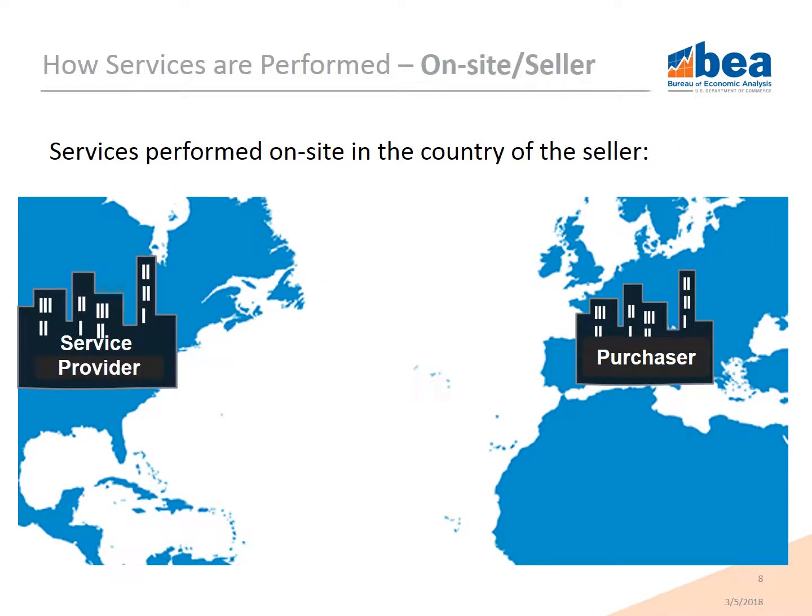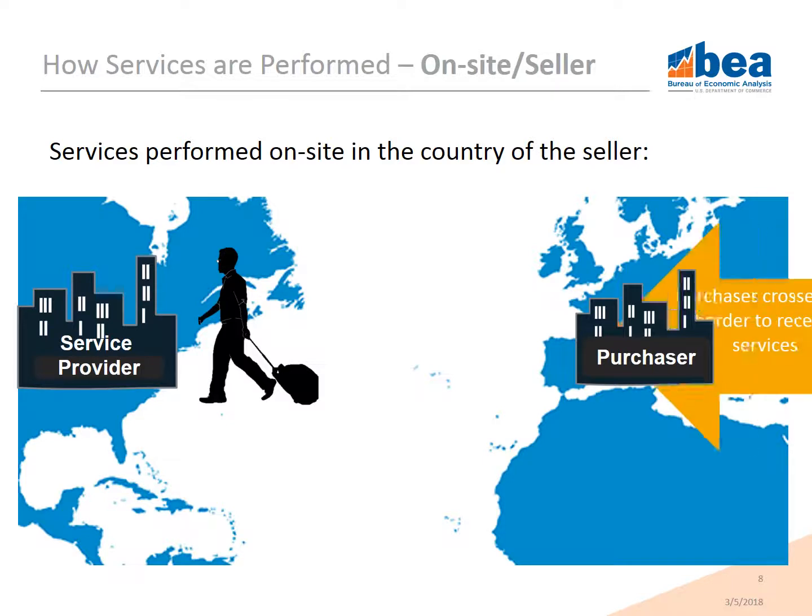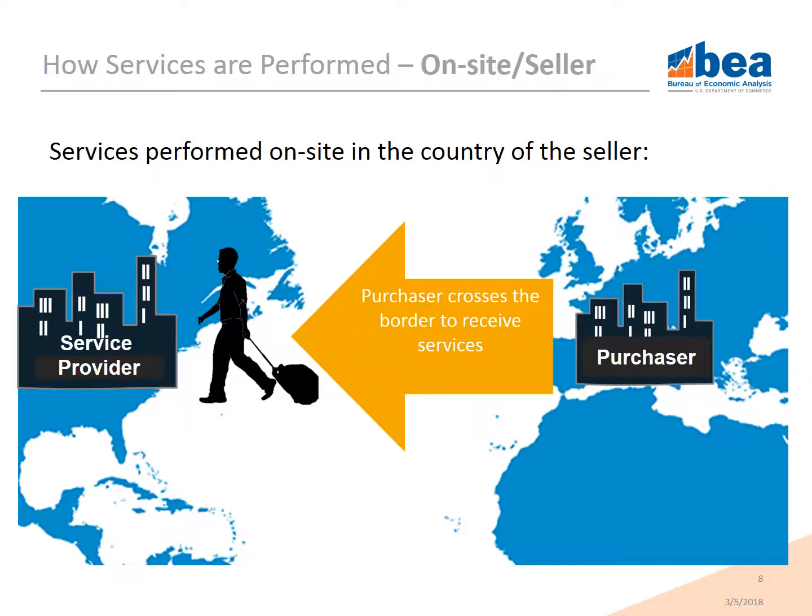The second way transactions between a U.S. and foreign person can take place is when the purchaser travels abroad to receive services from the seller. For example, a French client of a U.S. law firm may travel to the United States to receive legal advice.